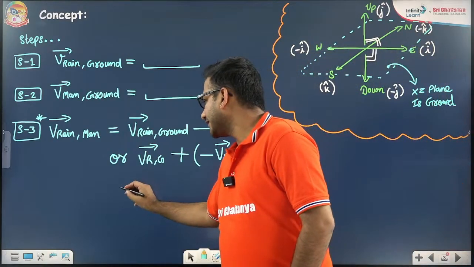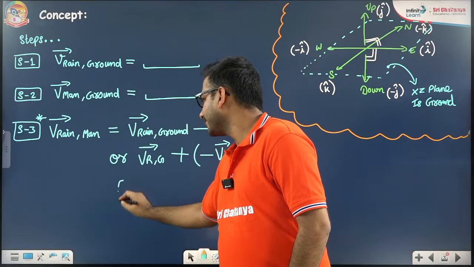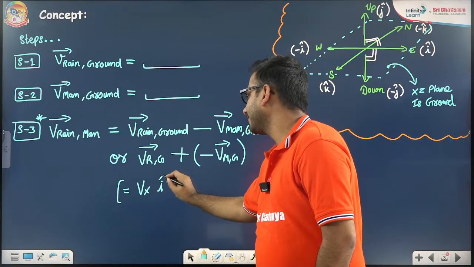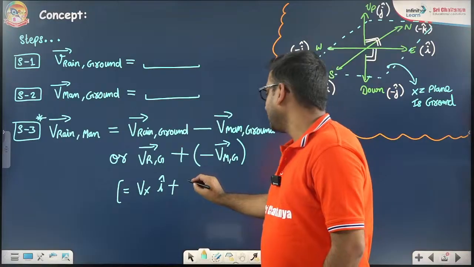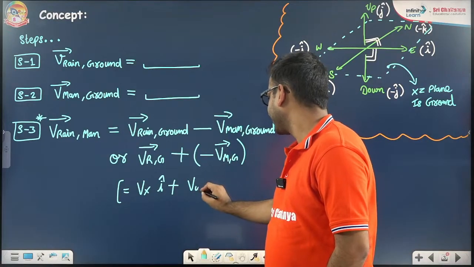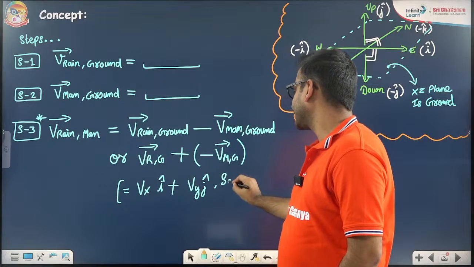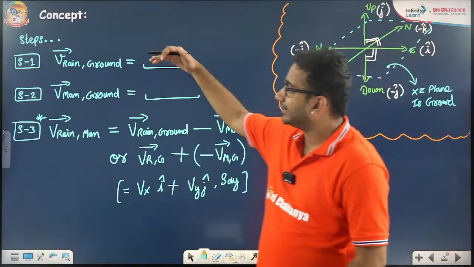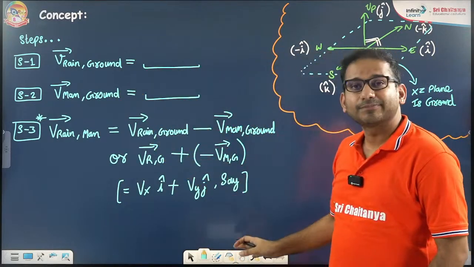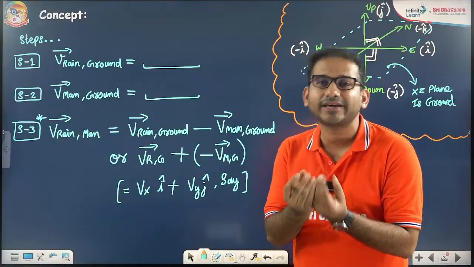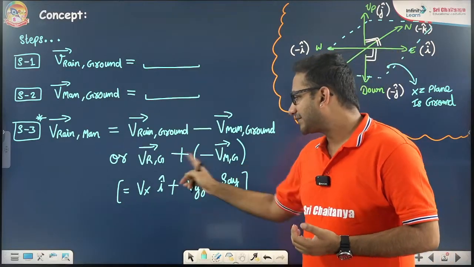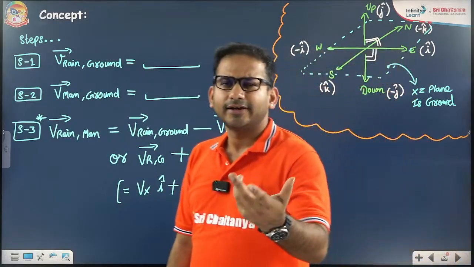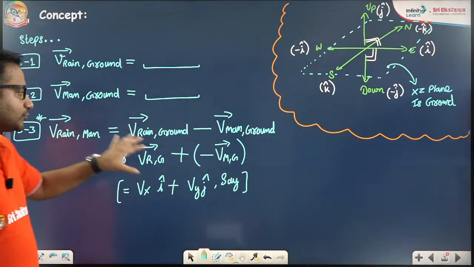Say that comes out to be Vx i cap plus Vy j cap. Means we will be writing step 1, step 2, we will do the vector subtraction, and after doing all this you will get something as your answer. Now let us suppose that the answer in front of you is written as Vx i cap plus Vy j cap. It will come in every problem, but suppose it comes like this.